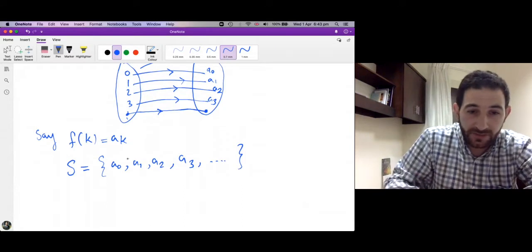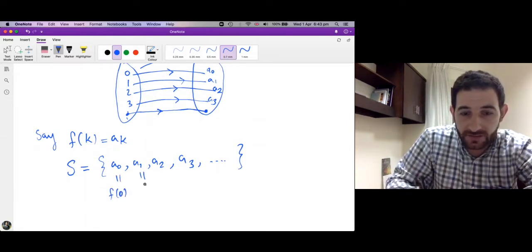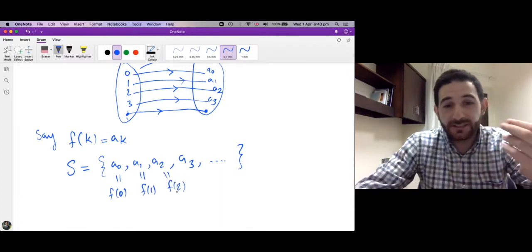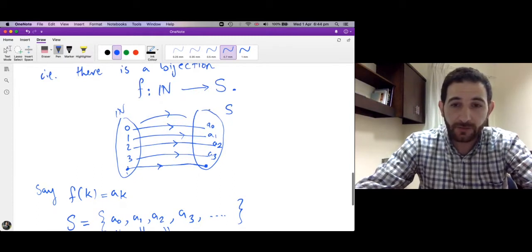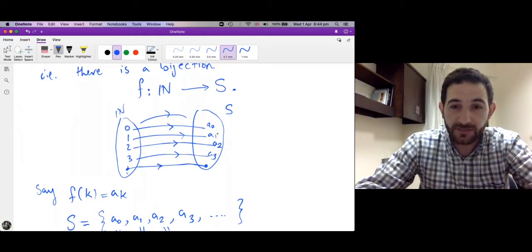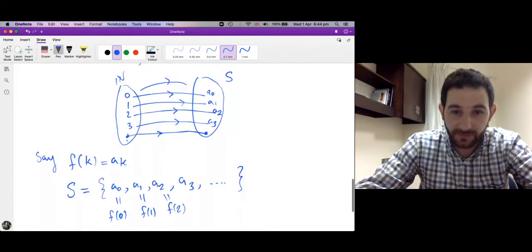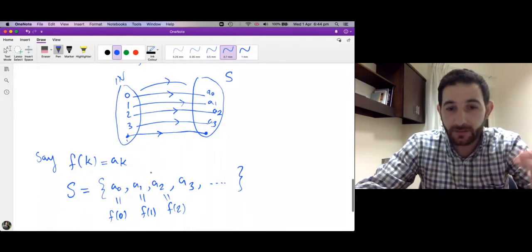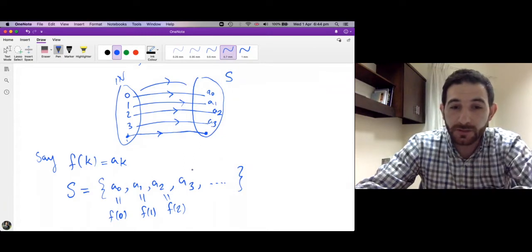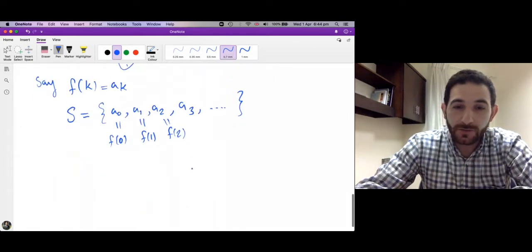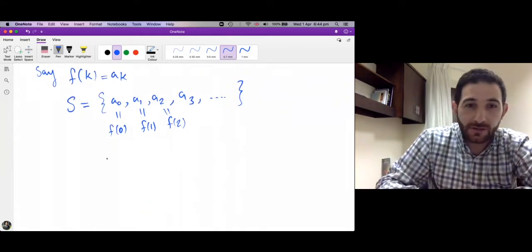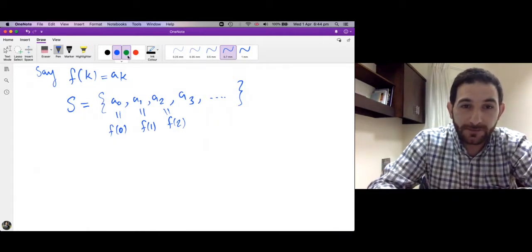Remember, what is a0? This is the image of 0, and what's a1? It's the image of 1. What's a2? It's the image of 2. So the existence of a bijection from N to S allows us to list the elements of S in this way: the first element, the second element, the third element, and so on. Okay, so these are countably infinite sets.